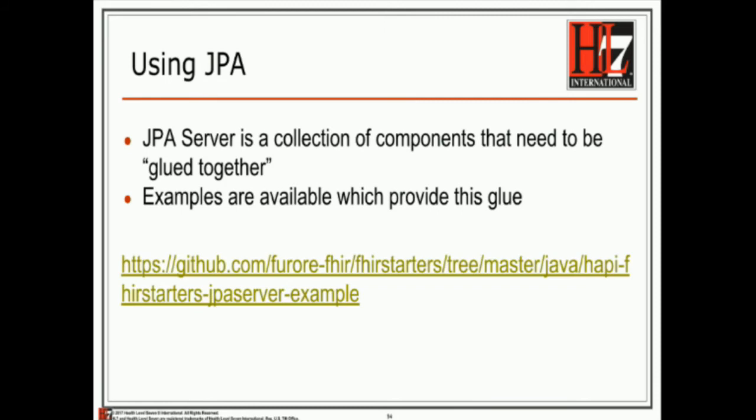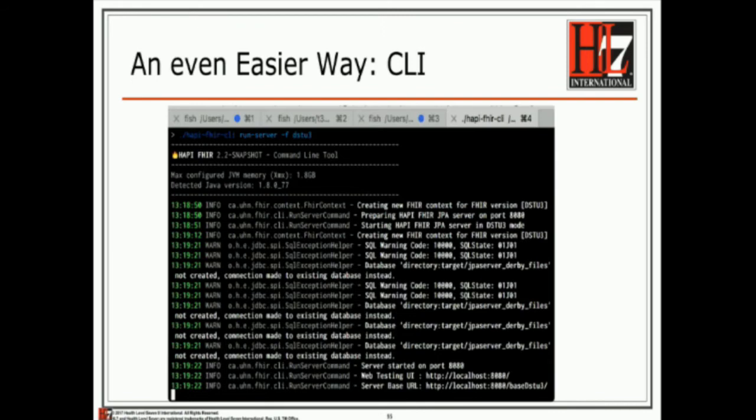The easiest way to start playing with the HAPI FHIR server is to just check out the example. Again, this lives on the FHIR starters link. This one doesn't say Firely, it says Furore, which is the old name for Firely. But this link goes to the same place. If you go and look at the HAPI FHIR JPA server example project, this is a complete Maven-based project that you can use to stand up a JPA server.